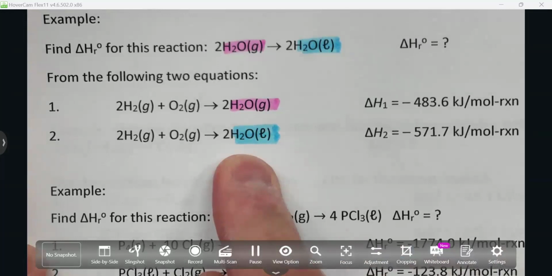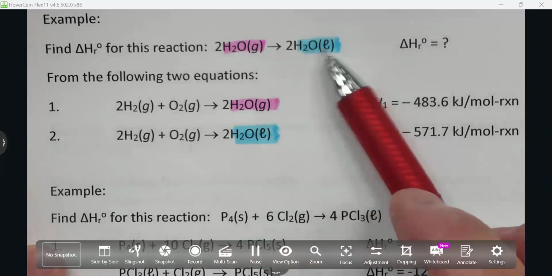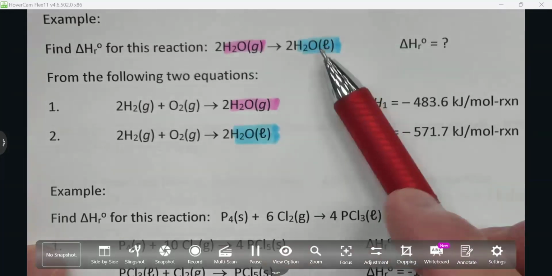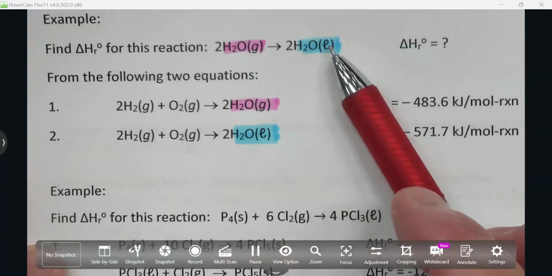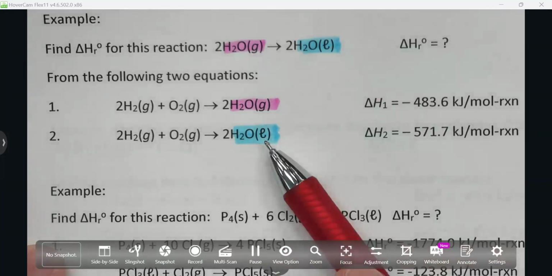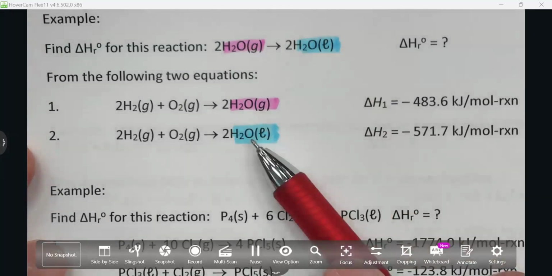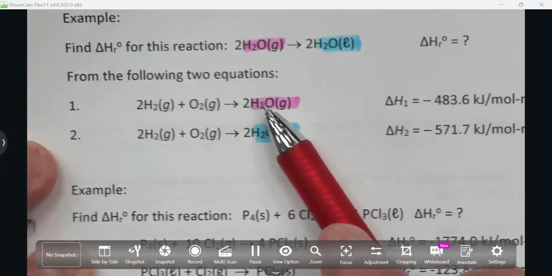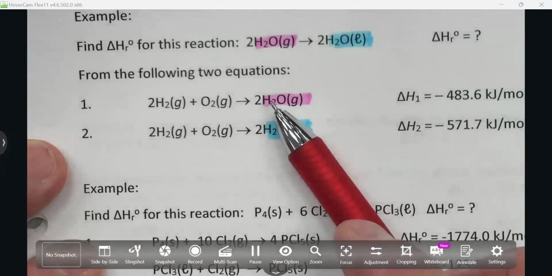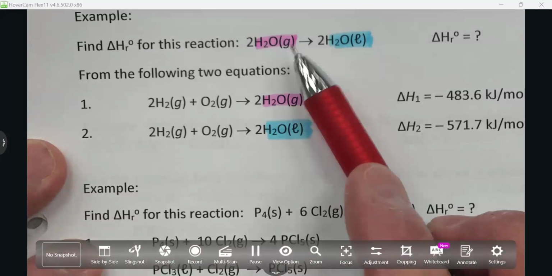So here's what I need to do. I like my blue because the reaction I want, I have 2 H2O liquid on the right as a product. Here I have 2 H2O liquid right there. So I like that. I'm going to leave that one alone. Again, I'm trying to get this net reaction out of these two. What am I going to have to do with reaction 1, though? I'm going to have to reverse that. I need to get my H2O gas not as a product. I need it as a reactant.